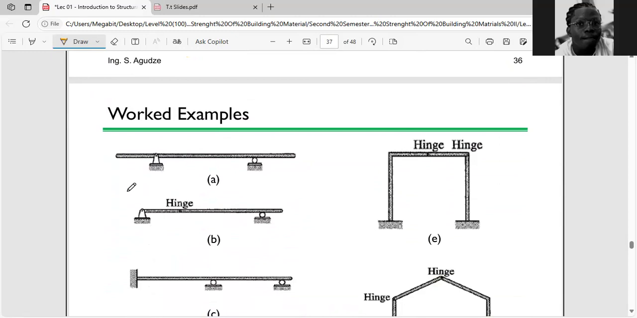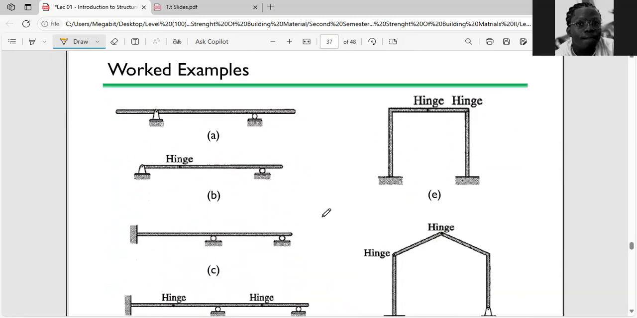So these are some of our work examples. Please, I urge each and every one of us to take this lecture 1 very, very seriously. Last year, lecture 1 was a major question in the paper we wrote.